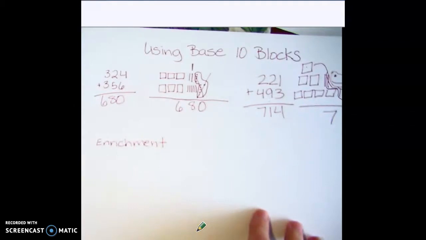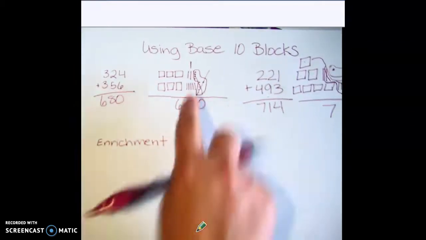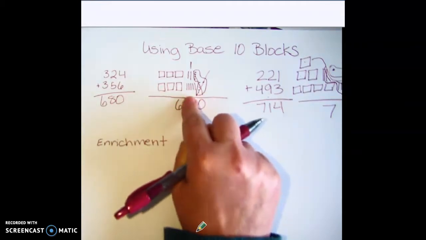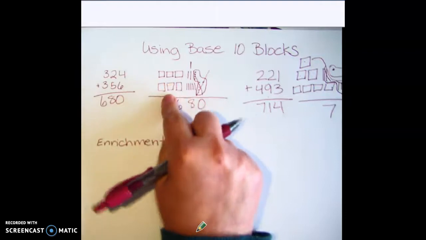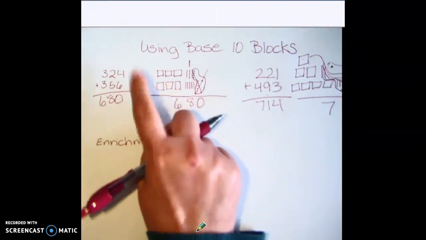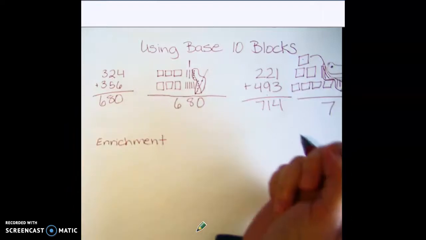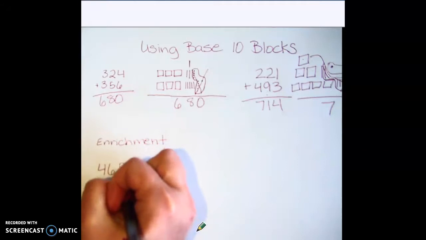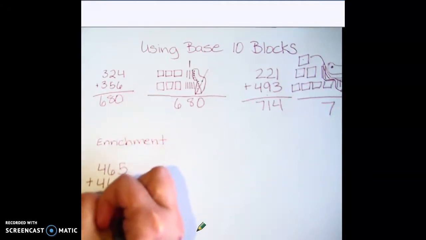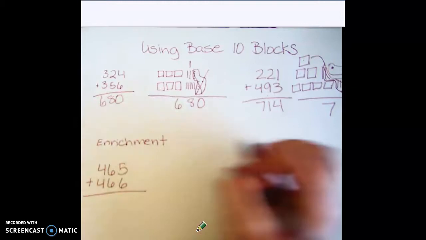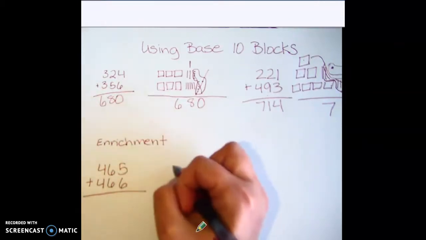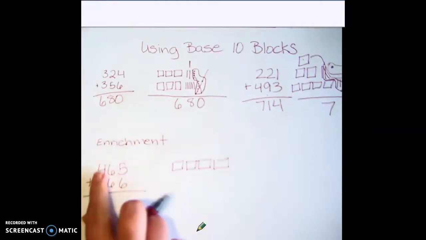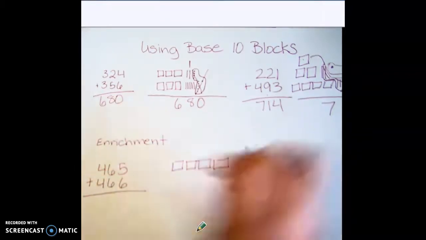All right, so here is the enrichment problems, because remember, you could get 10 ones here and have to trade it in for a long, and you can get 10 longs and need to trade it in for 1 flat, and you could get 10 flats and need to trade it in for a cube. Or you might not need to do it on any of them. All right, so let's take a look at this one that I'm going to do with you. So I'm going to leave space here in case I need to have some cubes. Okay, so there's 4.